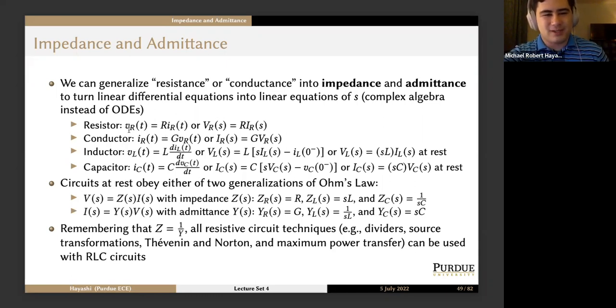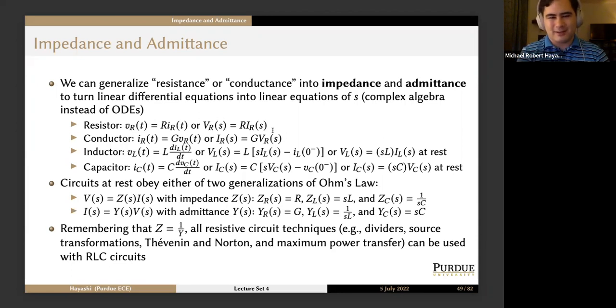So for a resistor, by Ohm's law, VR as a function of time is equal to R times IR of t. Laplace transform both sides. R is just a constant, and IR of t will just become capital IR of S. So we just get VR of S equals R times IR of S. So V is equal to R times I. Hey, still Ohm's law. Definitely looks like it. A conductor, so just the other way around. IR of t equals G times VR of t. So IR of S is equal to G times VR of S. So if you want to think in terms of conductance of a resistor instead of the resistance of a resistor, you can do that as well.